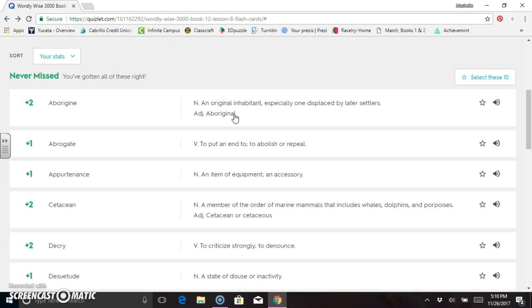The next one, appurtenance, is a noun. It's an item of equipment or an accessory. So it's that idea of it's something extra that you have. So your appurtenances for my class would include your computer, a pencil, a pen, paper, those types of things. At home, when you're getting ready in the morning for school, your appurtenances include a toothbrush and a brush and those types of things.